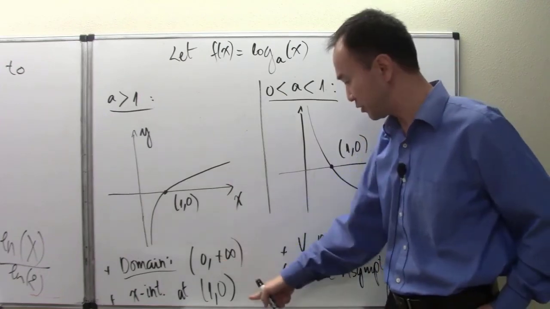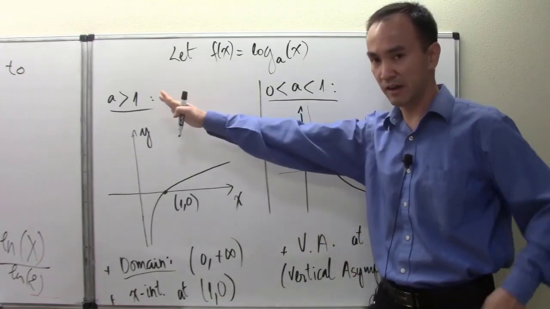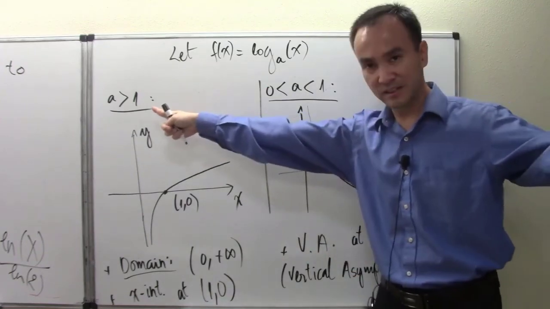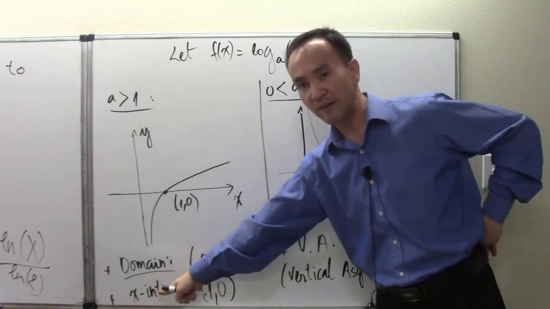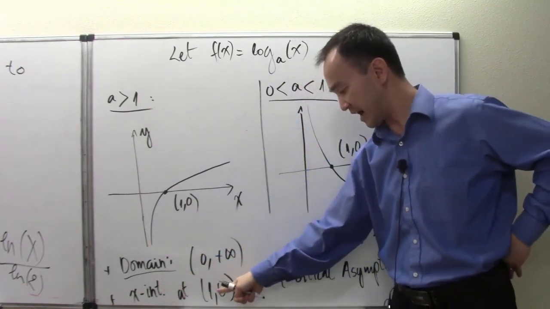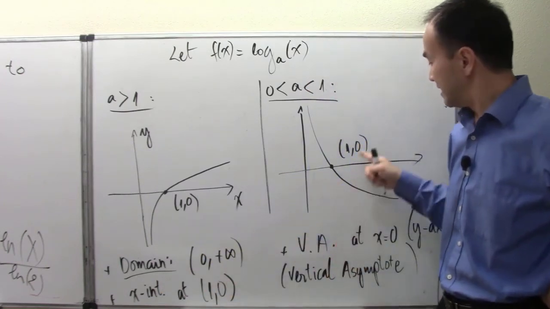So we don't have to change this information. At this point, one generalization: it doesn't matter if the base is greater than 1 or less than 1. The graph is still going to have an x-intercept right at (1, 0). So that's the one.